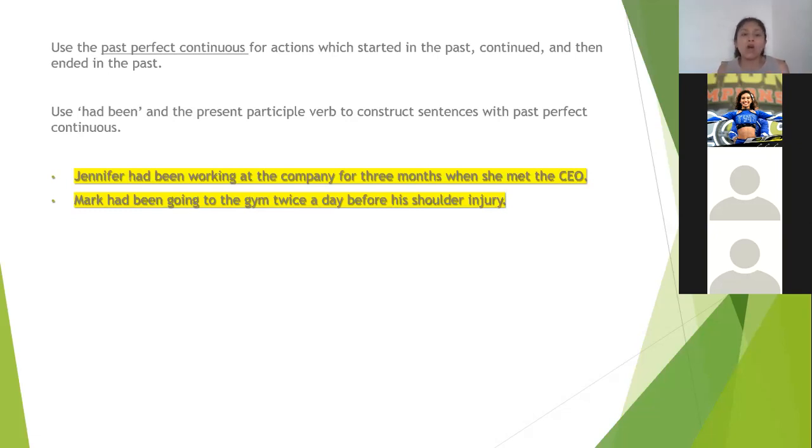Mark had been going to the gym twice a day before his shoulder injury, which means that he's not going to the gym anymore because he's injured.